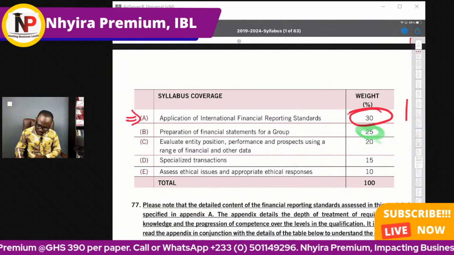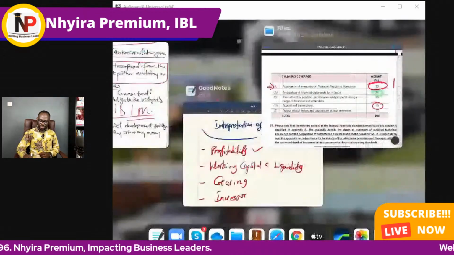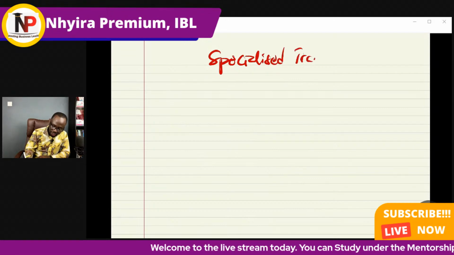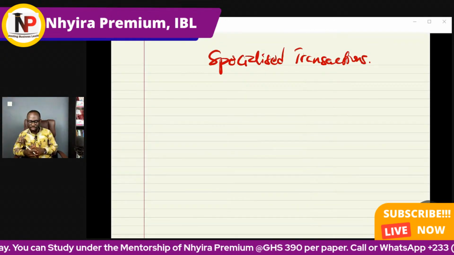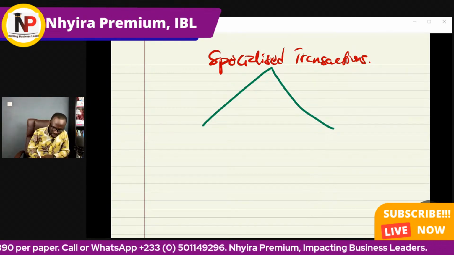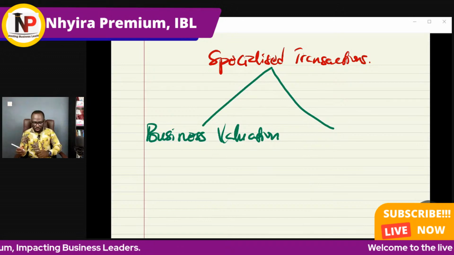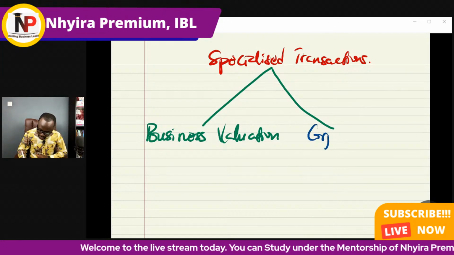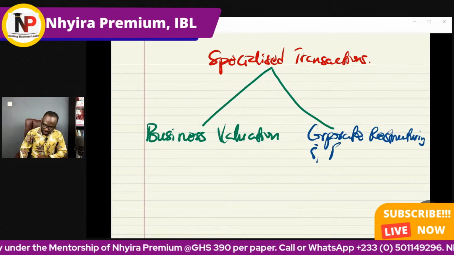Then it comes to the fourth aspect, which is one of my personal favorite areas in the entire corporate reporting syllabus, and that is specialized transactions. Now, when you hear specialized transactions like this, it's actually divided into 2 broad categories. In that case, we are looking at the issue in relation to business valuation. Then we are also looking at the issue about corporate restructuring and financial reorganization.